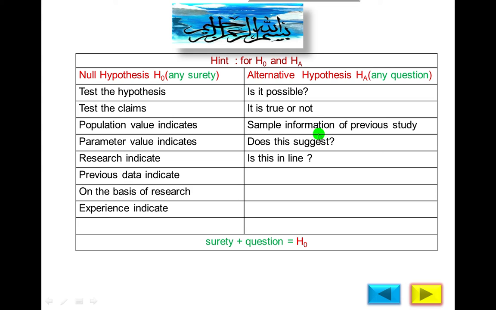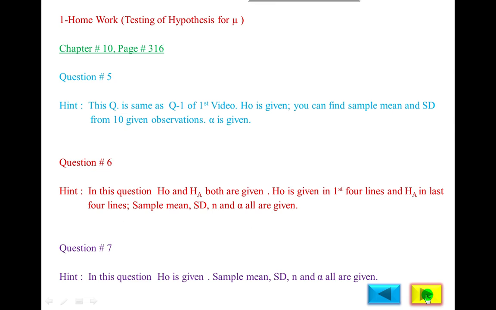Okay. So now I am giving some questions for homework from your book. The first homework of testing of hypothesis for mean, chapter number 10, page number 316 of the Walpole book. Question number 5, this is the hint for question number 5. This question is the same as question number 1 of the first video. In this question, H0 is given and you can find the sample mean, X bar, and standard deviation S from the 10 given observations, N is 10, alpha is also given. It is 100% the same as question number 1.